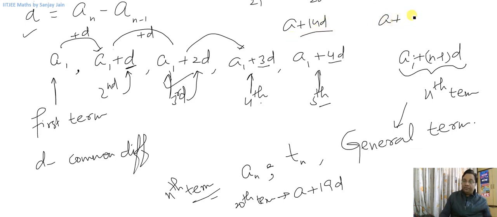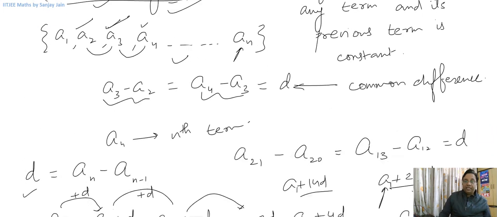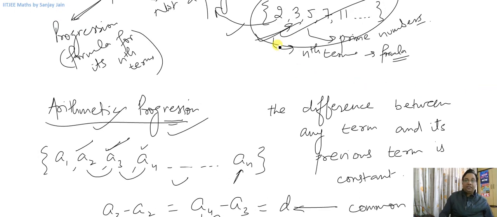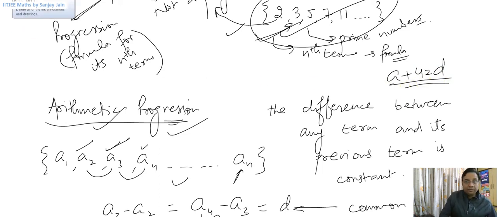27th term, a plus 26d, where a is my first term, or if you have taken a1 here, then you have to write a1. Otherwise, if a is your first term and d is the common difference and you need to write the 43rd term, let us say, you will say a plus 42d. Okay, let me clear this board, then we will proceed.